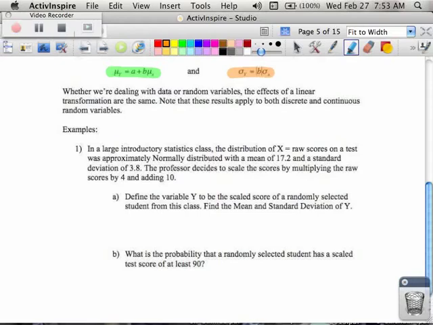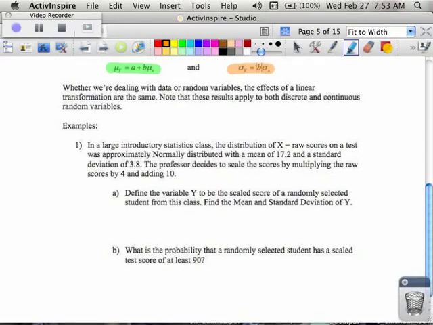So for example, in a large stats class, the distribution of x, which are going to be the raw scores on a test, was approximately normal. You're going to see this phrase a ton. So every time that we're trying to do statistics, this red highlighted phrase is something that you want to see, because that's how we do our statistical analysis. It has a mean of 17.2 and a standard deviation of 3.8. And the professor decides to scale it, kind of like what we do in our class, where we've added 60 points to the first exam and 50 to the second. And they do that by multiplying the scores by 4 and then adding 10. So we wanted to find y, the new variable, after this linear transformation, to be the scaled score.